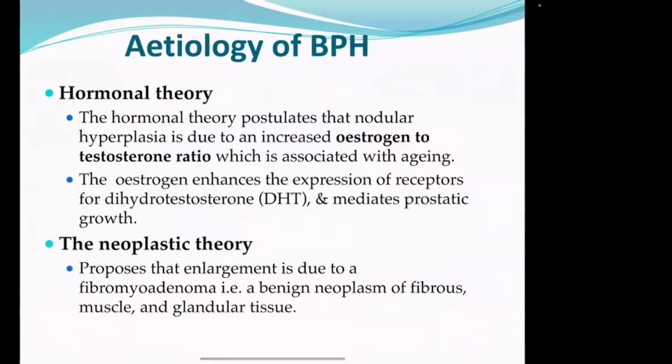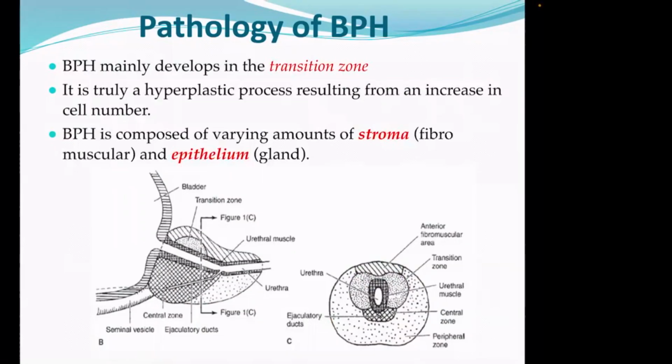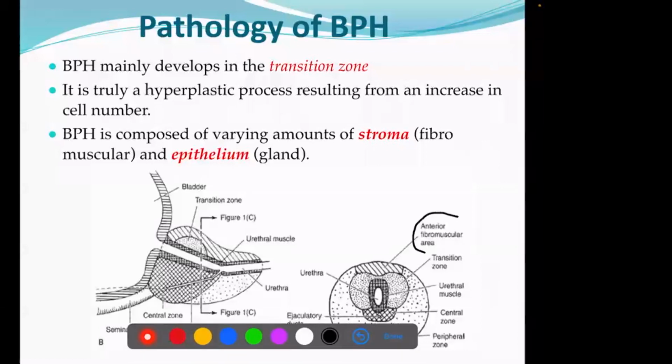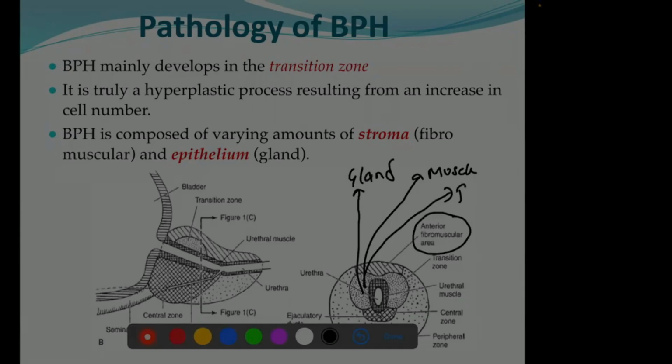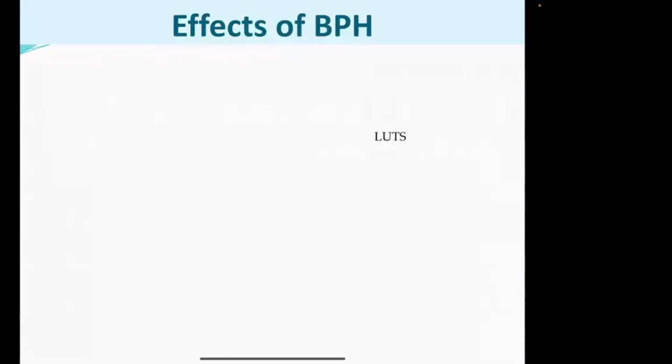Everything I've explained is here in the slide. See, whatever zone you take, except this anterior fibromuscular area, all this area has a combination of three structures, that is gland, smooth muscle, and fiber.